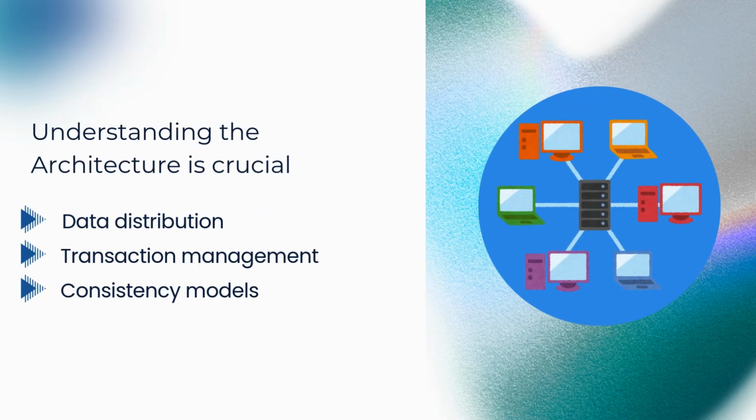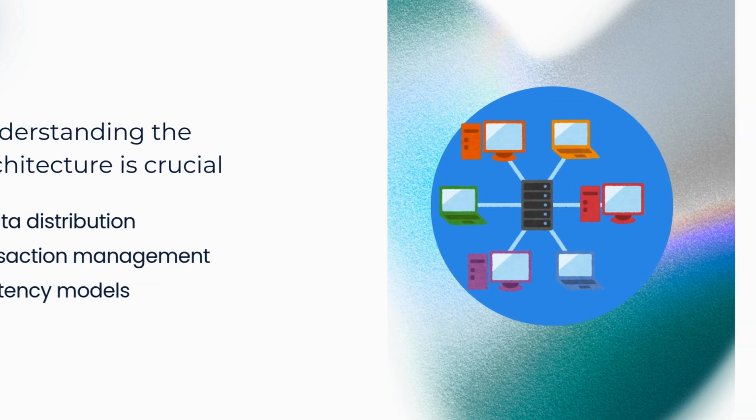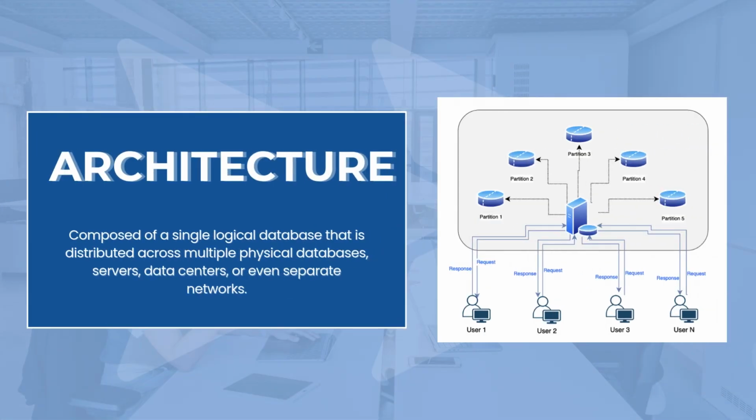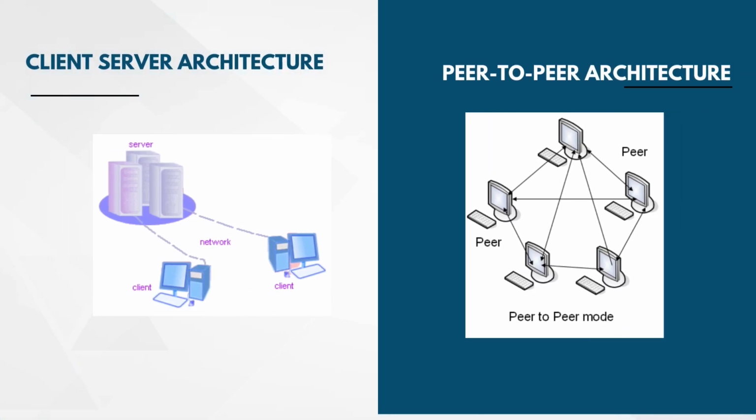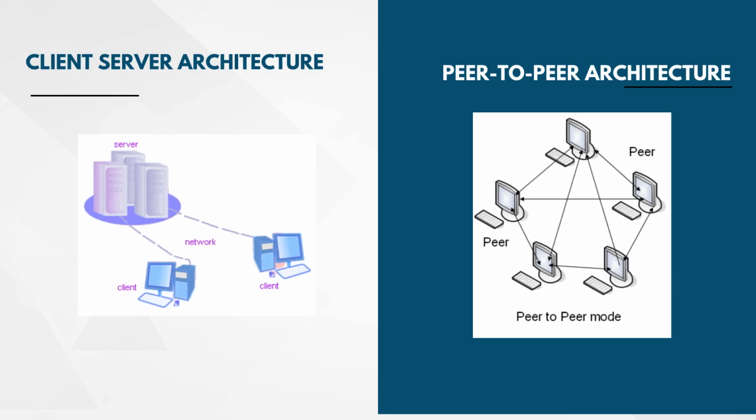Understanding the architecture of the distributed database system is crucial since it provides insight into the data distribution, transaction management, and consistency models, which are fundamental for designing efficient systems that can handle the complexities in the data. The architecture of a distributed database is composed of a single logical database that is distributed across multiple physical databases, servers, data centers, or even separate networks. There are two main types of architectures for distributed database systems: client-server architecture and peer-to-peer architecture.